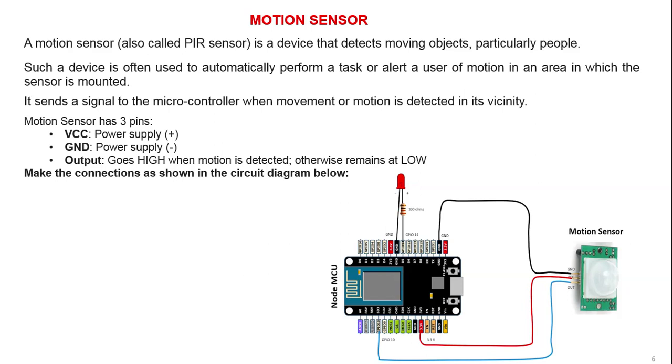About the output, as we see, an LED is connected. The positive terminal of the LED is connected to GPIO 14 through a 330 ohm resistor. Why a 330 ohm resistor? We already discussed that in the previous lecture. The other terminal is connected to the ground pin of the Node MCU.